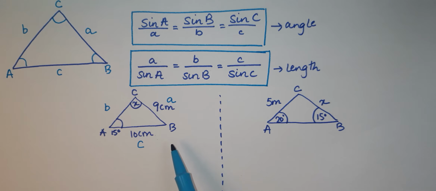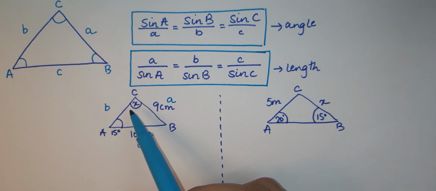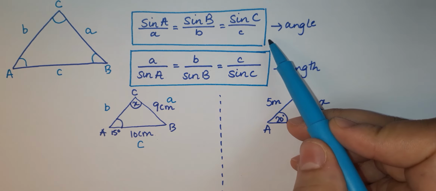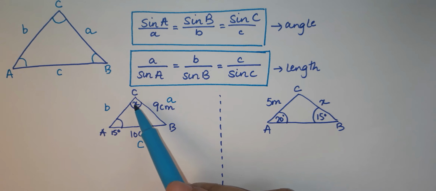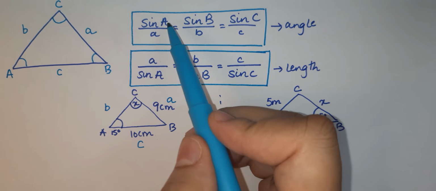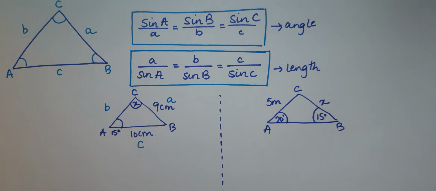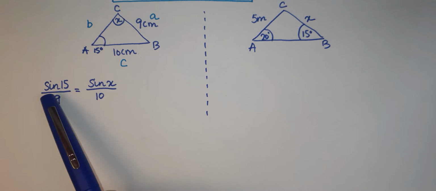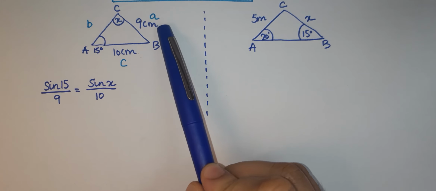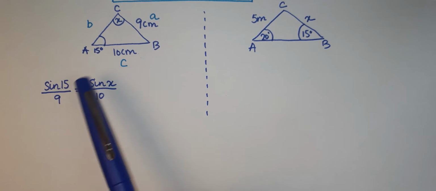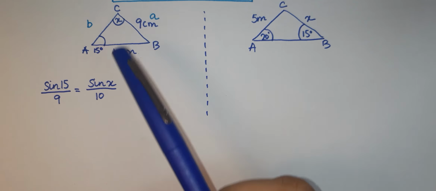So if we look at the two equations given, if we're looking for the angle, we need to use the top one. So we have big A and small a, and then we have big C and small c. So we need to use these two parts of the equation. Let's just write that down. So here we would write sine of 15 divided by 9, because we have A and small a. So we have sine of 15 over 9 is equal to sine of x, which is a big C, over 10.